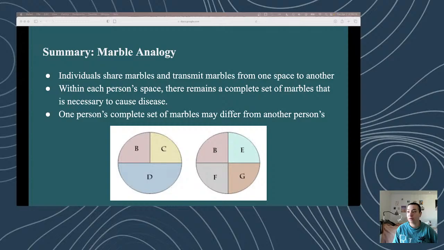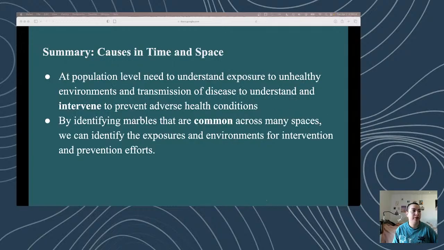Okay, so this all seems very highfalutin and rooted in parallel universes that we can't understand. So why do we care? At the population level, we need to understand exposure to unhealthy environments and transmission of disease to understand and intervene to prevent these adverse health outcomes. While we don't have parallel universes, we have tons and tons of people with multiple different truths that we can try and make inferences between.